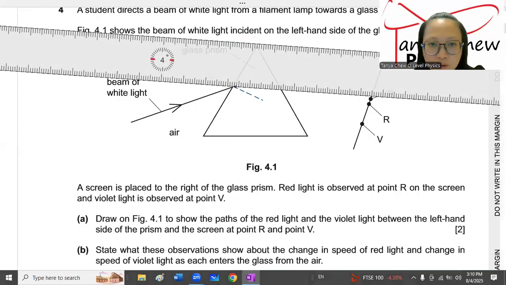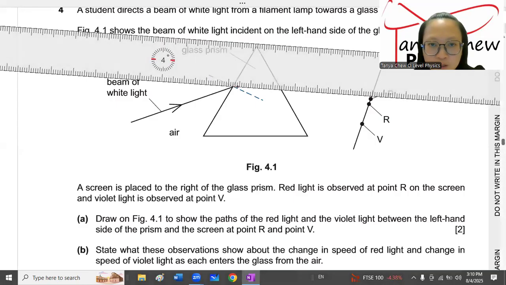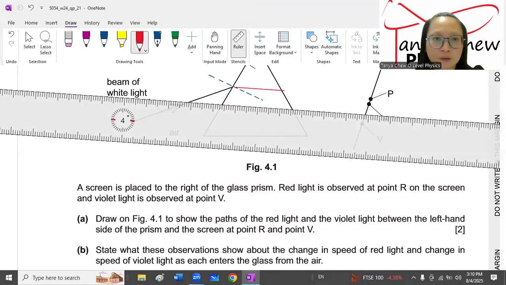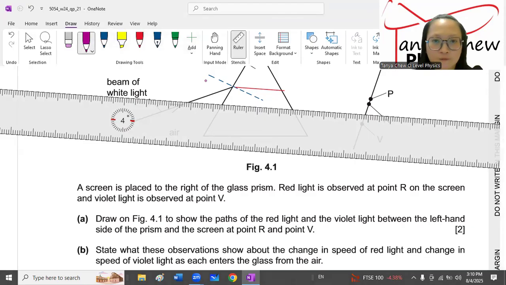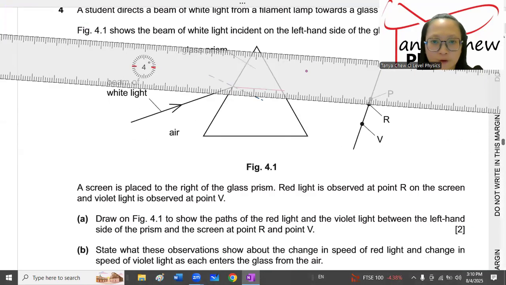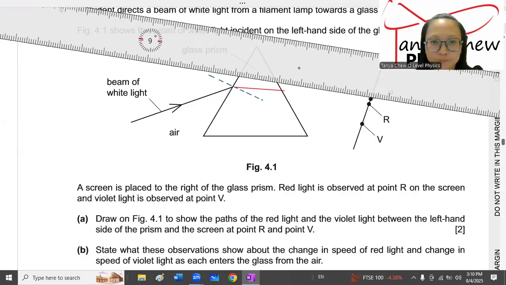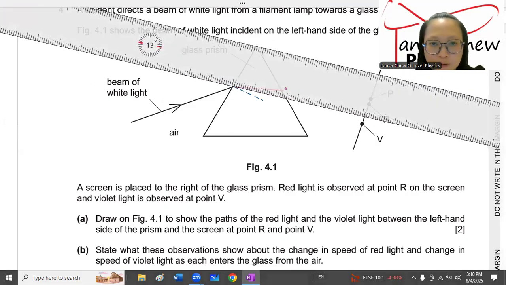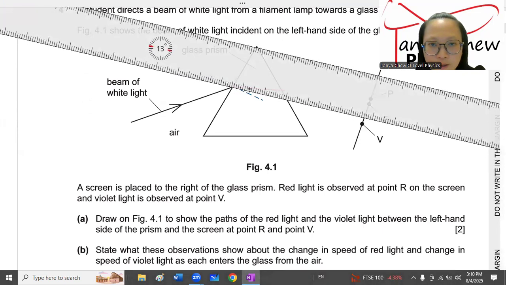Okay, but still, okay, angle of incident must be larger than the refracted angle. This is red light. And then violet. Okay, this is a violet light. Refracted lesser. Okay, this is how you're supposed to draw it. Just gonna draw it.